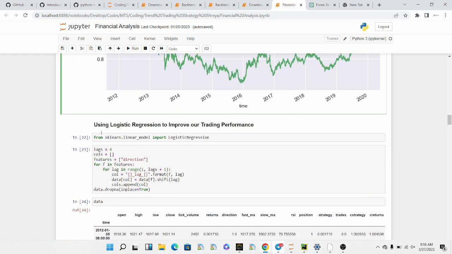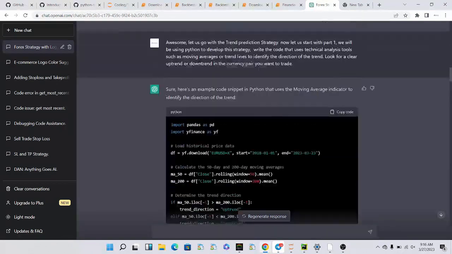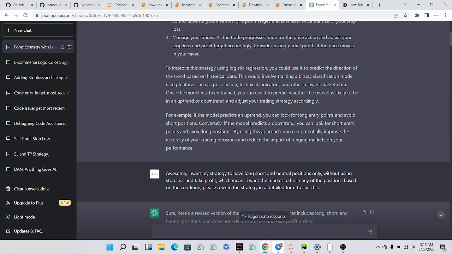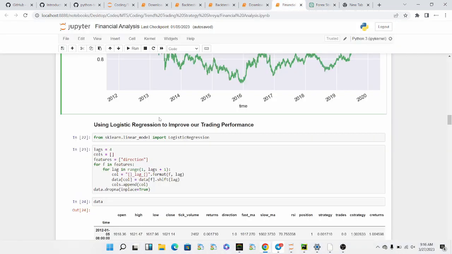Okay, so we proceeded to use logistic regression to improve our trading performance. Remember what ChatGPT told us here. If I go over to this strategy, you can see where it says to improve this strategy using logistic regression, you could use it to predict the direction of the trend based on historical data. For example, if the model predicts an uptrend, you can look for long entry points and avoid short positions, right? And that's exactly what we are going to do now.